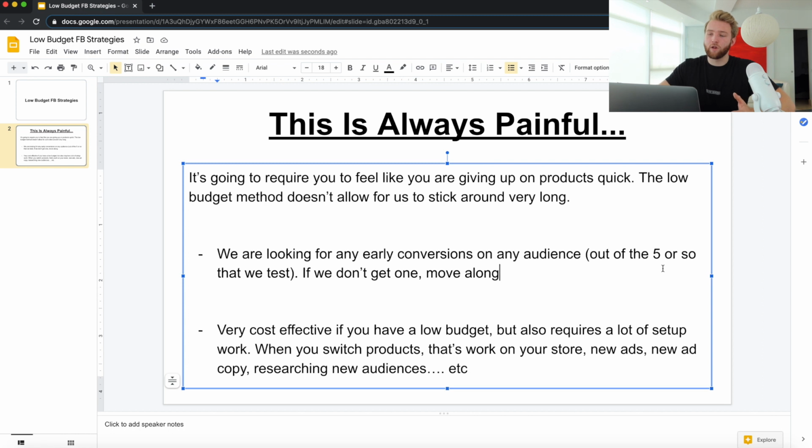It could have just been your ad creative. It could have just been Facebook not wanting to give you the purchase. It could have been one of a dozen reasons, but nonetheless, we're gonna move on. And that's where it gets a little bit painful with not being able to stick around for a long time.